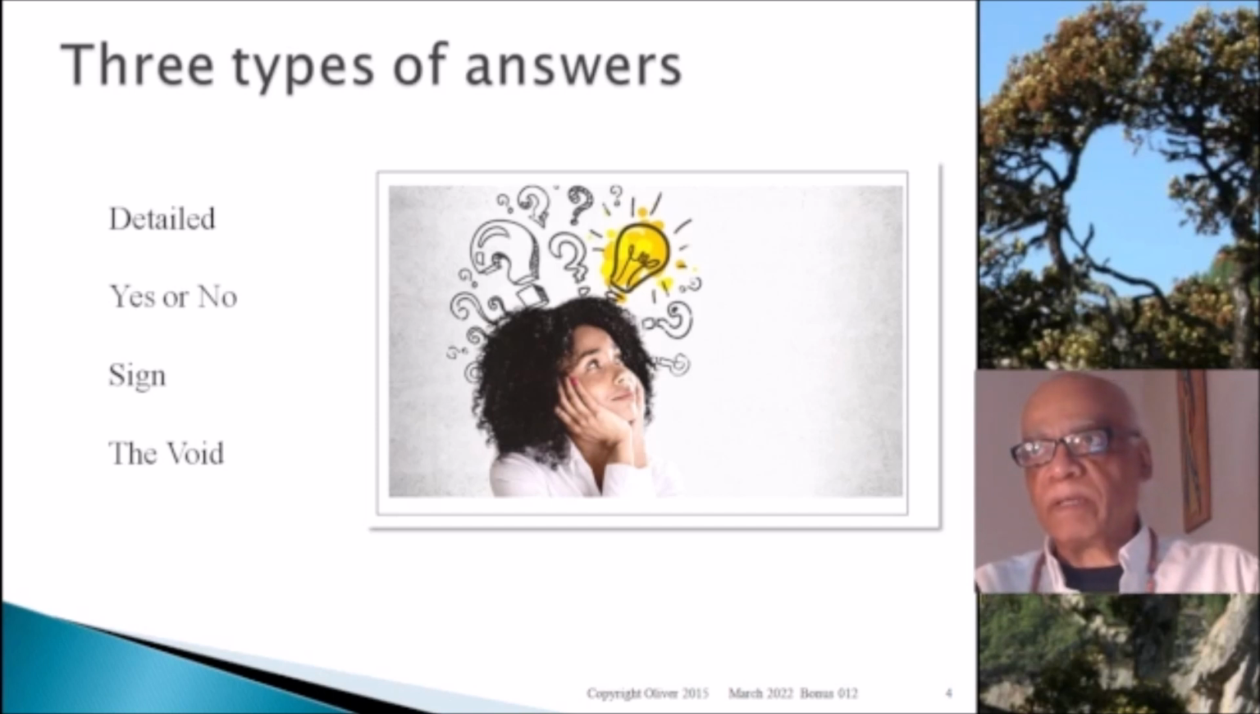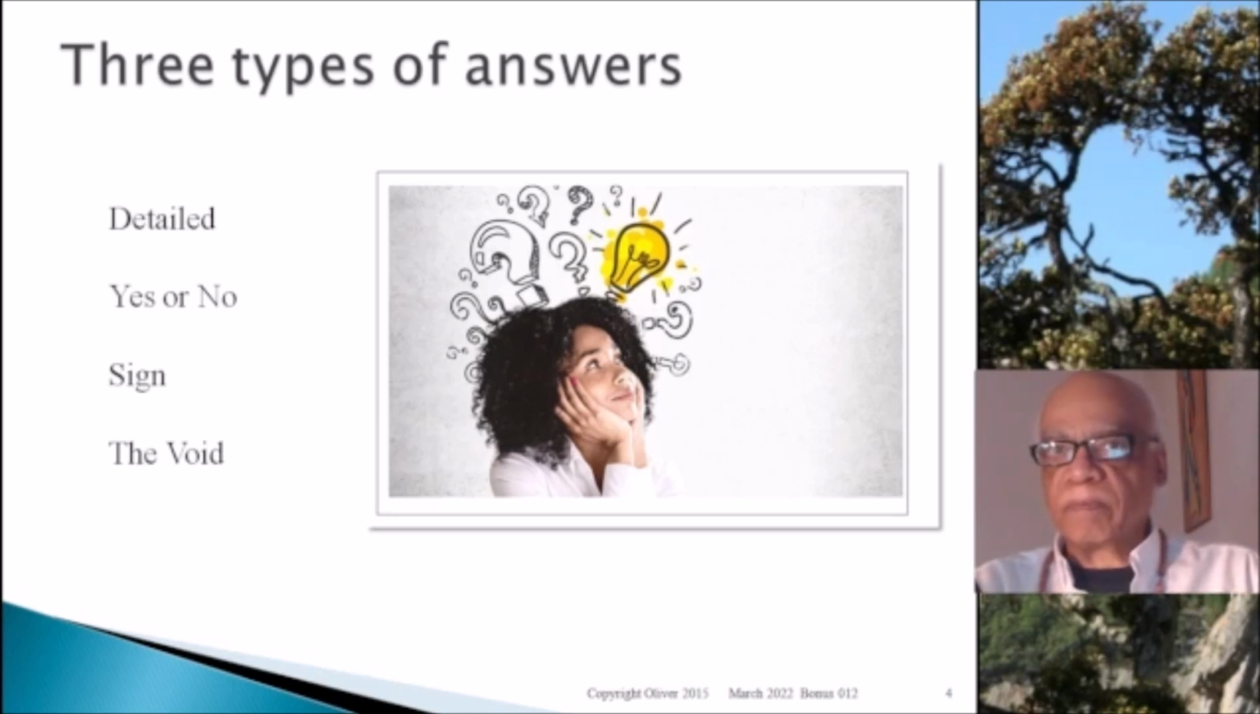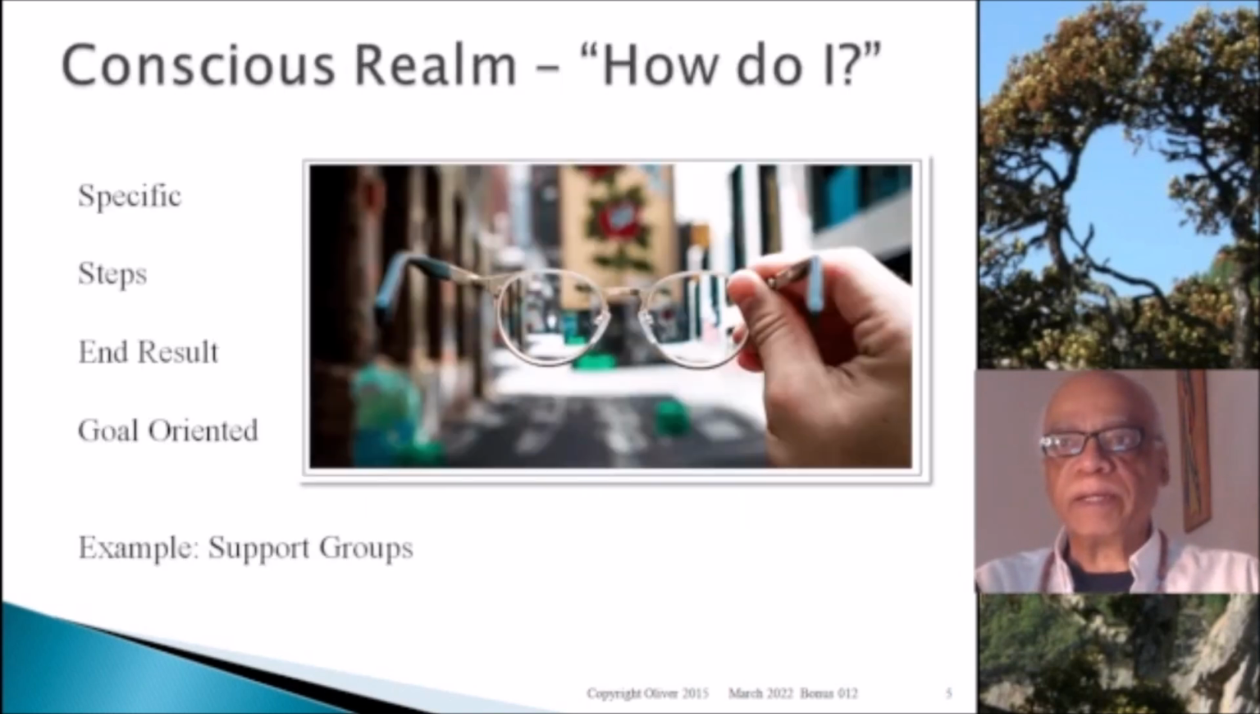And finally, the third type is what I call signs or symbols. And signs and symbols are always in our present world. They're all around us. We just need to be able to observe them. So it's not so much a question we ask, although you can. It's more our life quest, and other signs and symbols to show that we're going on the right path. And the fourth possible type of answer and question is the void. I'm not going to go into those today. That's for another topic area. So I'll leave the void alone for now.